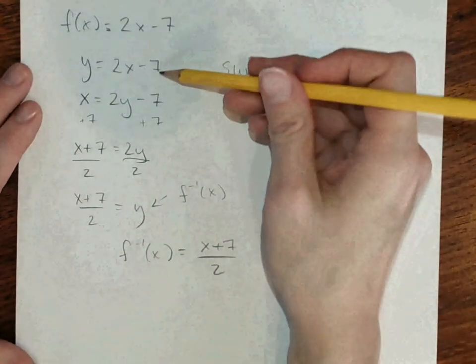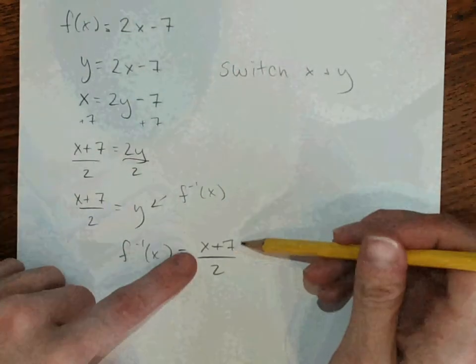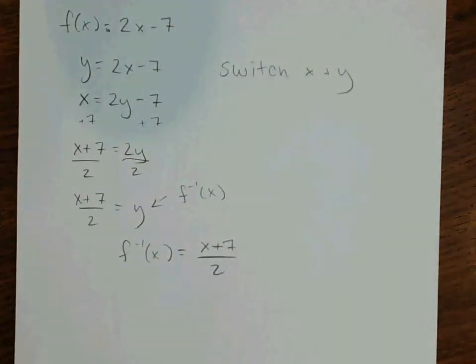And if we think about this, the first thing that happens here is it's multiplied by 2 and then subtract 7. So here they add 7 and then divide the whole thing by 2. So it really does undo what was done.